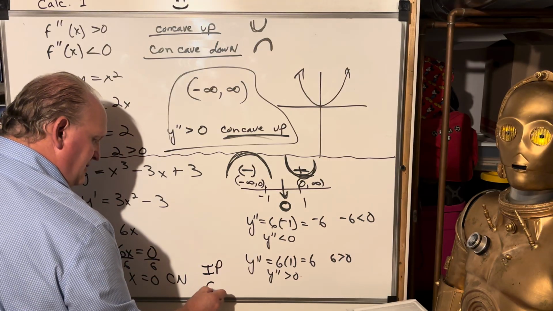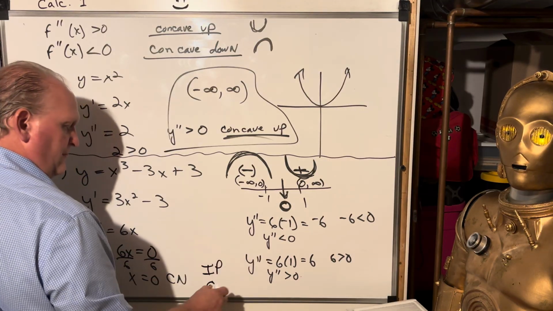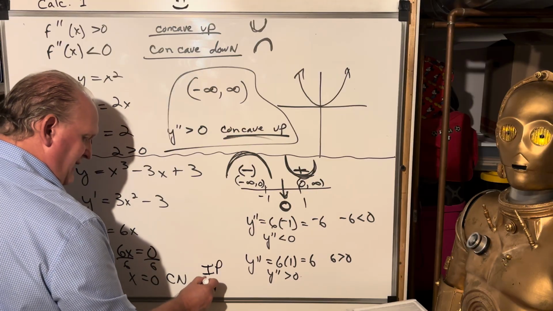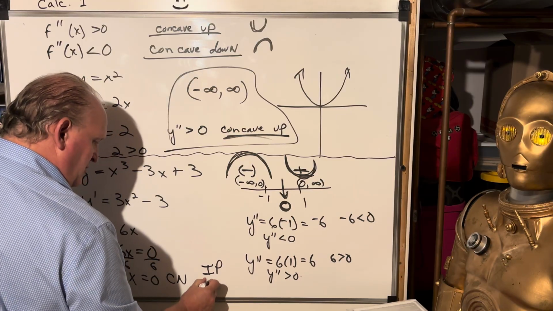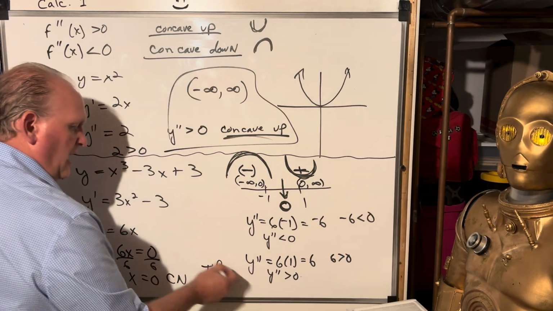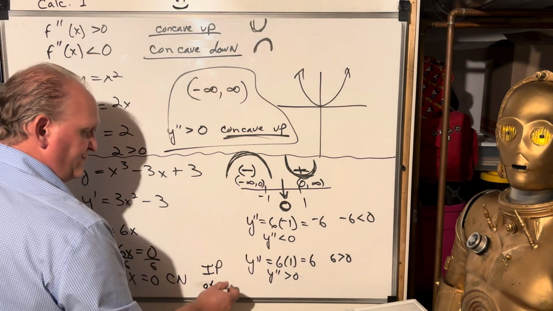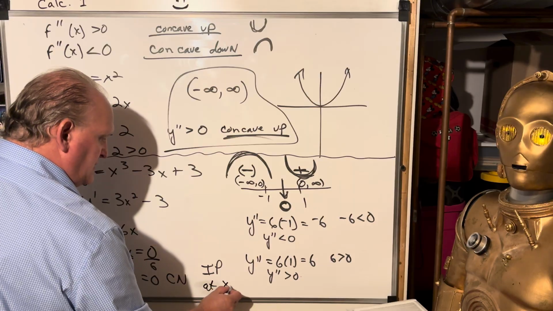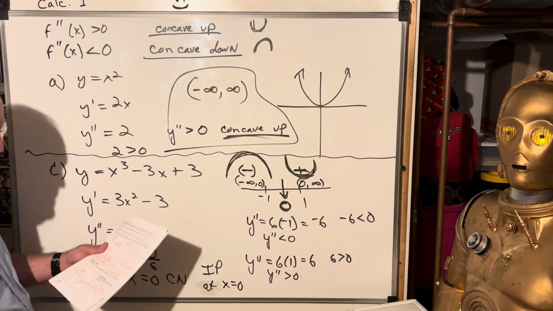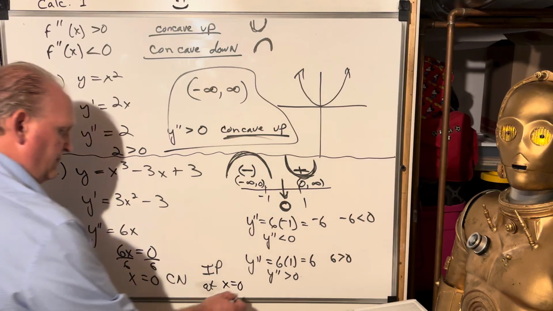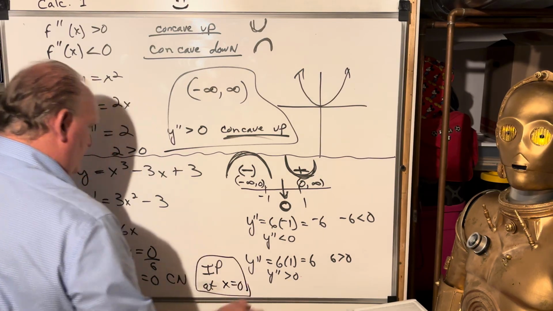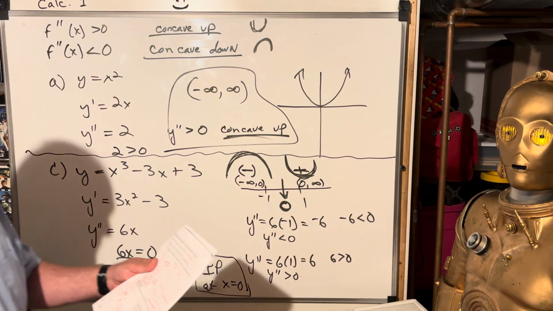IP at, I'm not sure why I do the little at thing. I'm horrible at the little at symbol. I could just write the word at. That's probably easier. IP at x equals 0. So there's an inflection point at x equals 0. And so that's what we were after there.